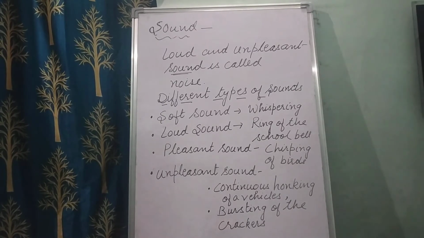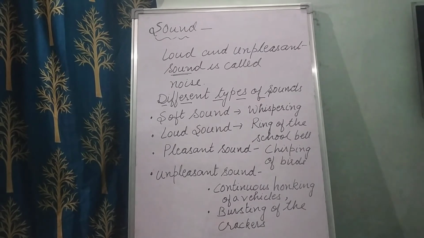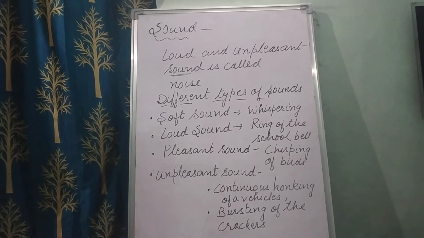Children, if you strike a steel tumbler with a spoon, what will happen? It makes a sound. We hear various kinds of sounds such as the ring of a school bell or a telephone, the cry of a baby and the bark of a dog. These are the various kinds of sounds which we hear daily. Some sounds are soft, some sounds are loud, some sounds are pleasant and some sounds are unpleasant.